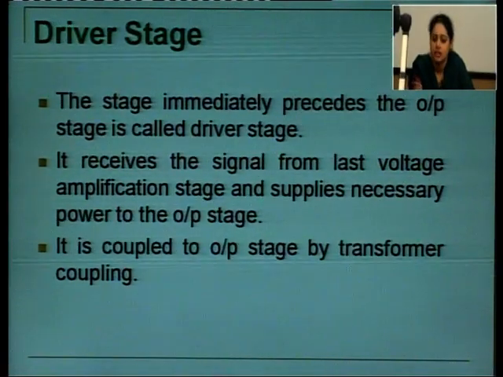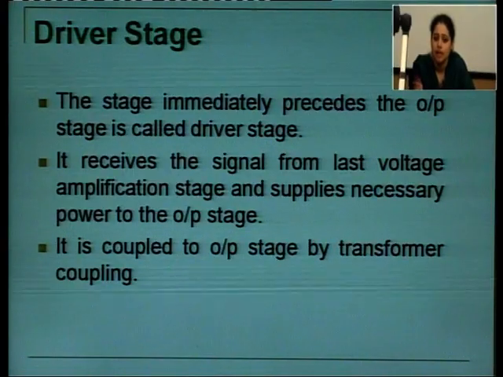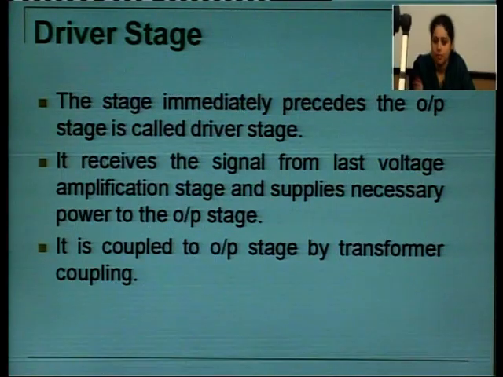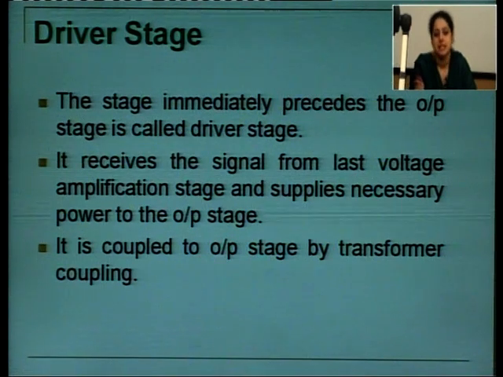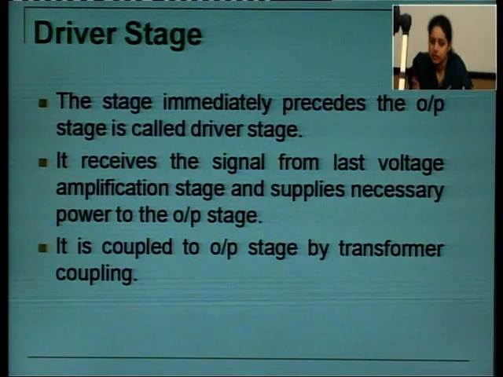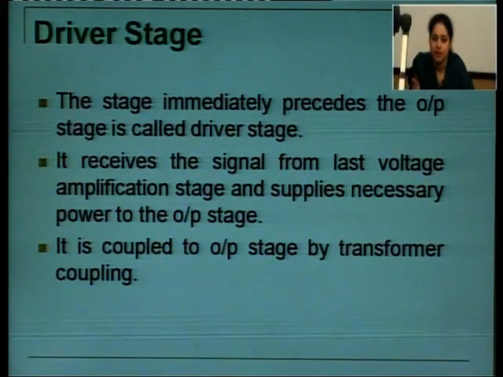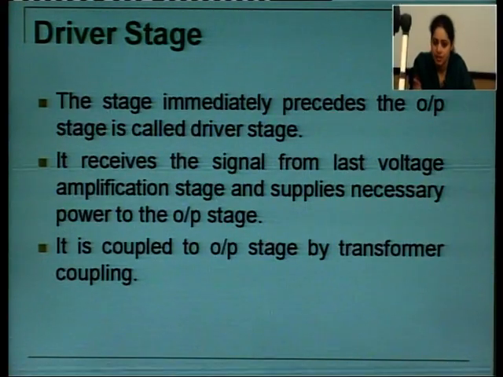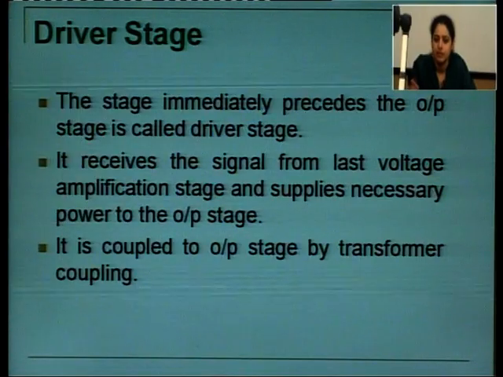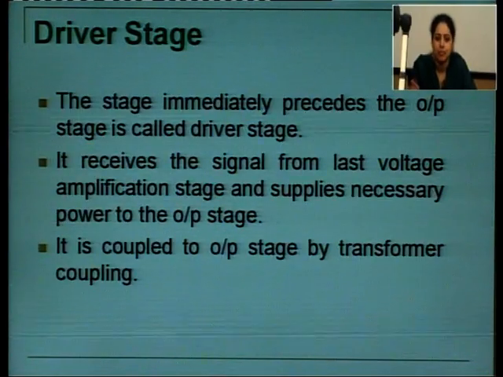Now the driver stage. The stage immediately preceding the output stage is called the driver stage. It receives the signal from the last voltage amplification stage and supplies necessary power to the output stage. It can be said that driver stage is the intermediate stage between the voltage amplifier stage and the output power amplifier stage. The signal received by your voltage amplifier stage is passed to the driver stage, and driver stage further supplies it to the power output stage. It is coupled to output stage by transformer coupling. Here in driver stage, the transformer coupling is employed.